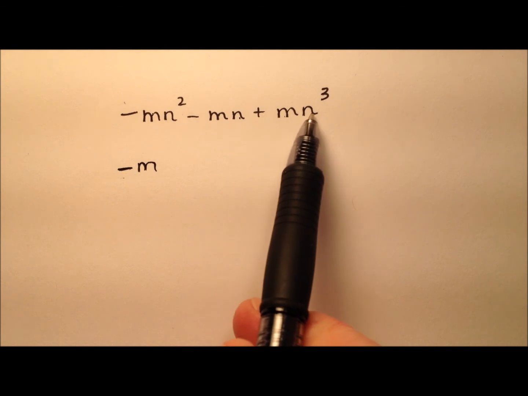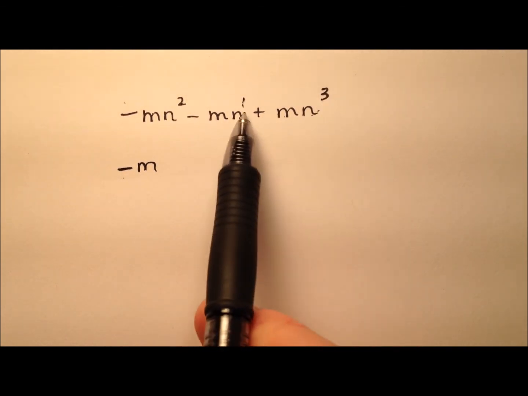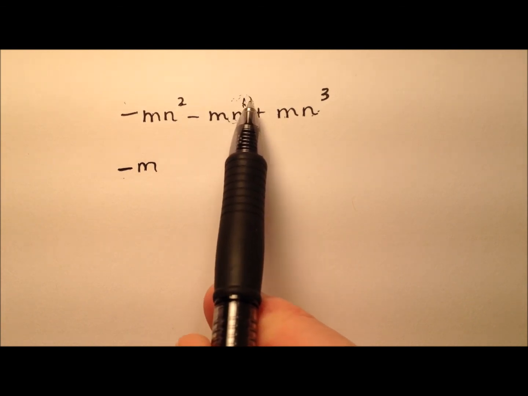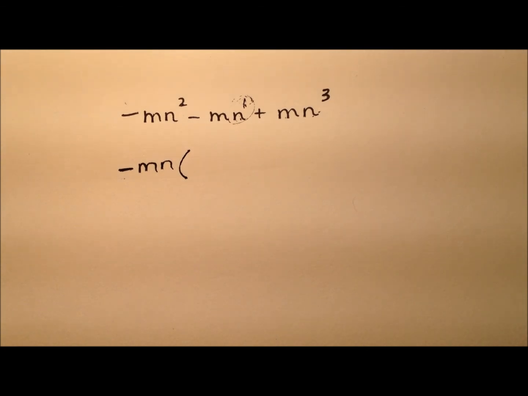And it looks like all my terms have an n. Here I have n squared, n to the first, and n cubed. So the 1 here, the n to the first, is the smallest. So I'm just going to factor out a negative mn.